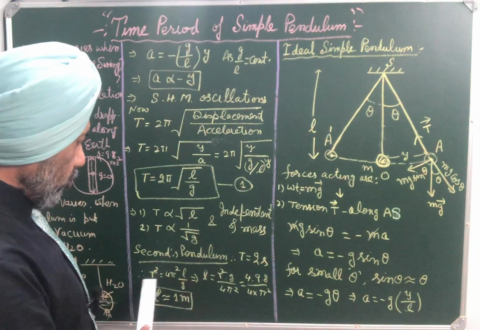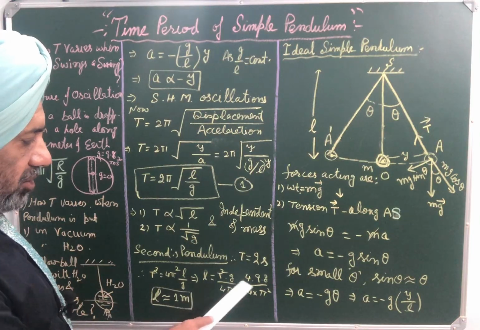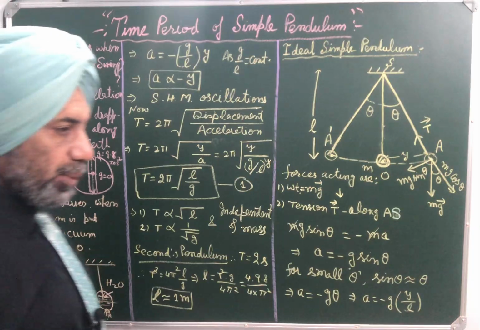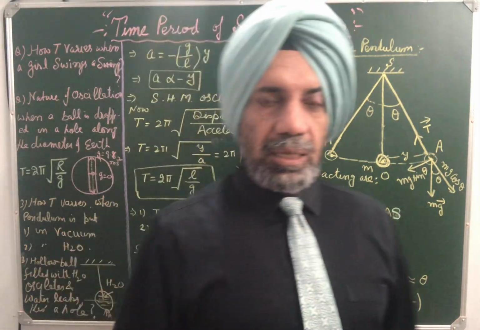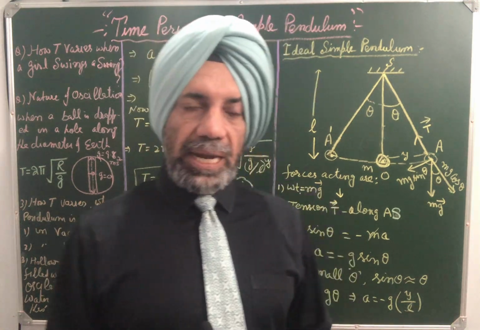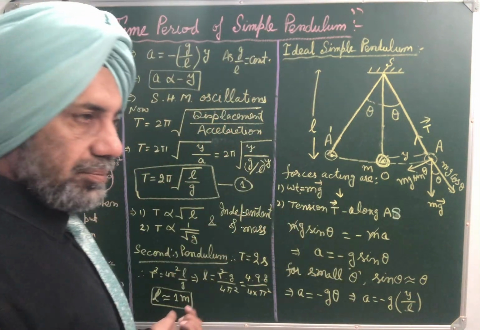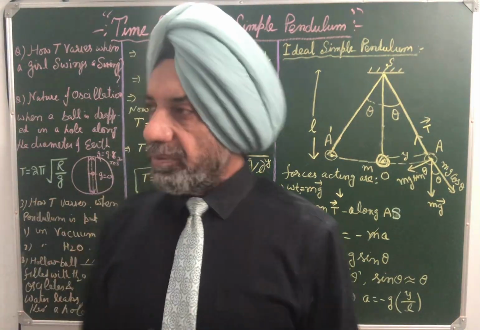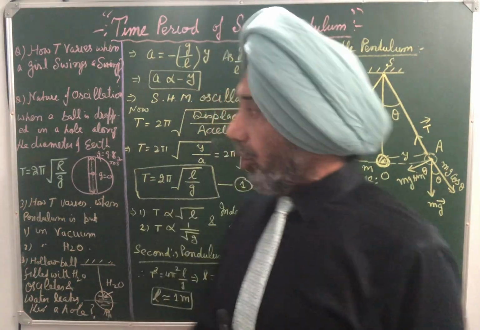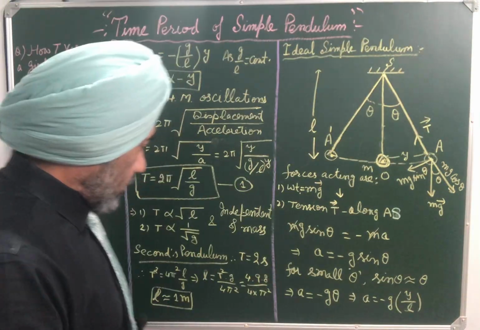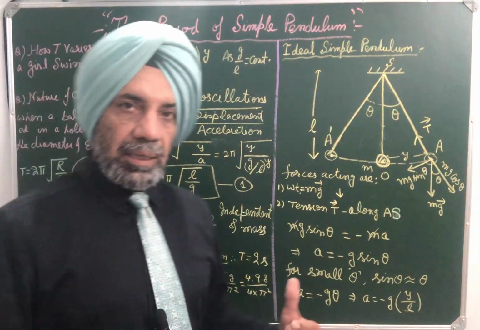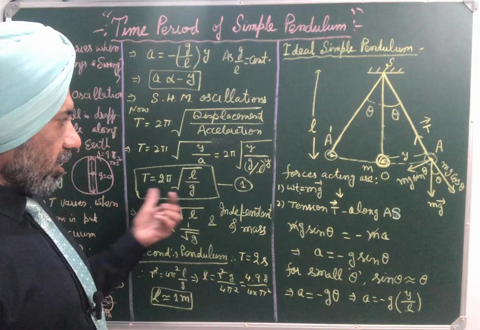So taking time period equal to 2 seconds and the value of g equal to 9.8, if you calculate the length of the pendulum, it comes out to be approximately 1 meter. So a seconds pendulum is that pendulum for which the time period is 2 seconds and length is 1 meter. So it changes with the change in length of the pendulum.